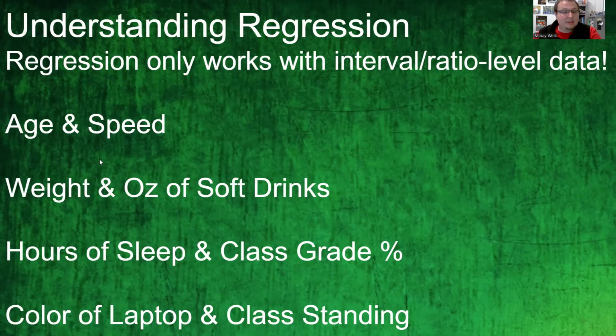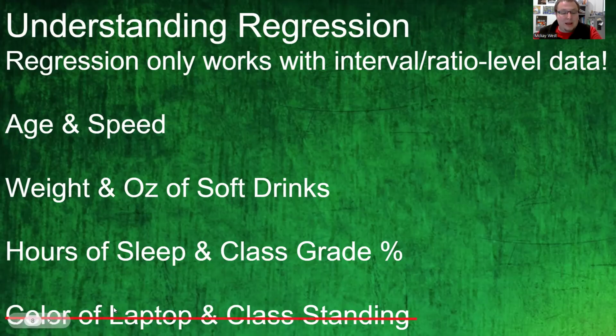So I've got these exact same categories from the last video. Yep, they're all the same. Your age and your speed, your weight and your ounces of soft drink, your hours of sleep and your class grade percentage. All of those are something that we could calculate at the interval or ratio level. However, color of a laptop and how well a person's doing in class, or whether they're a freshman, sophomore, junior, senior, that's not quite how these analyses work.